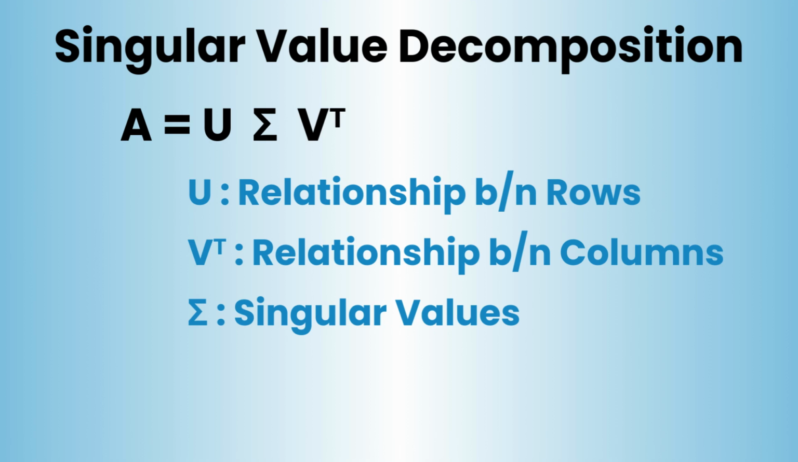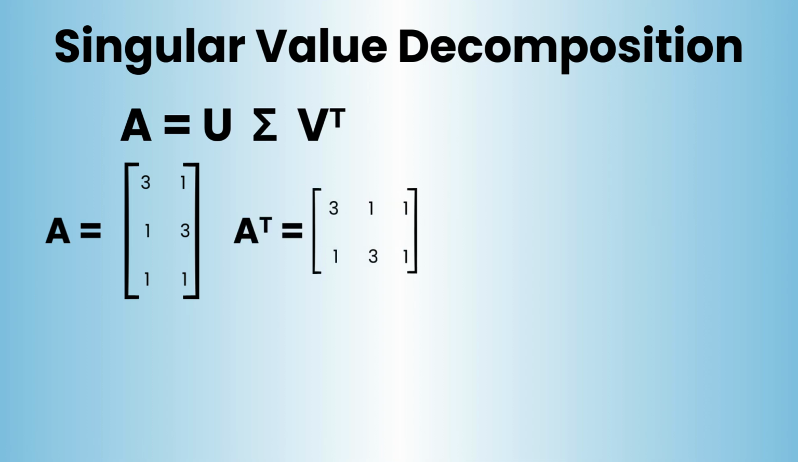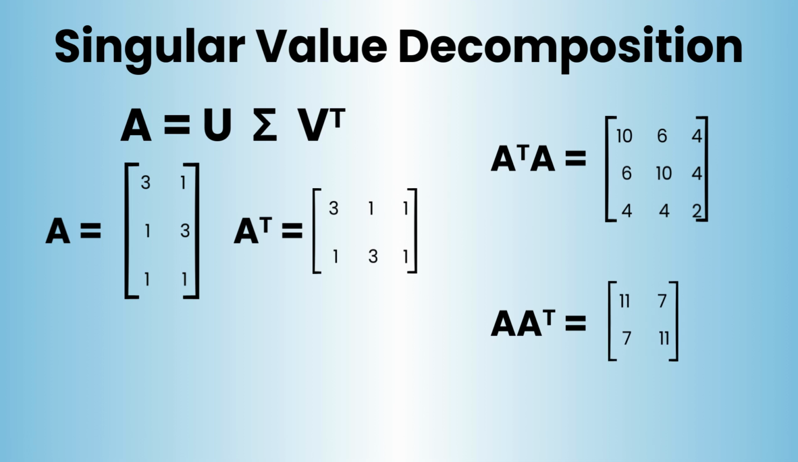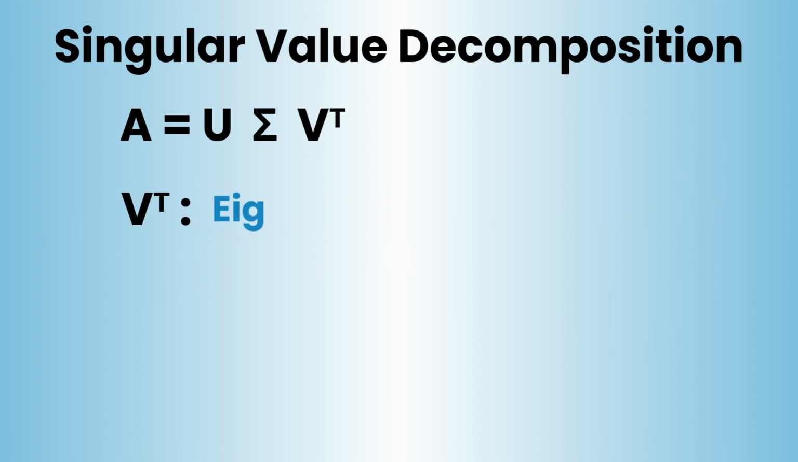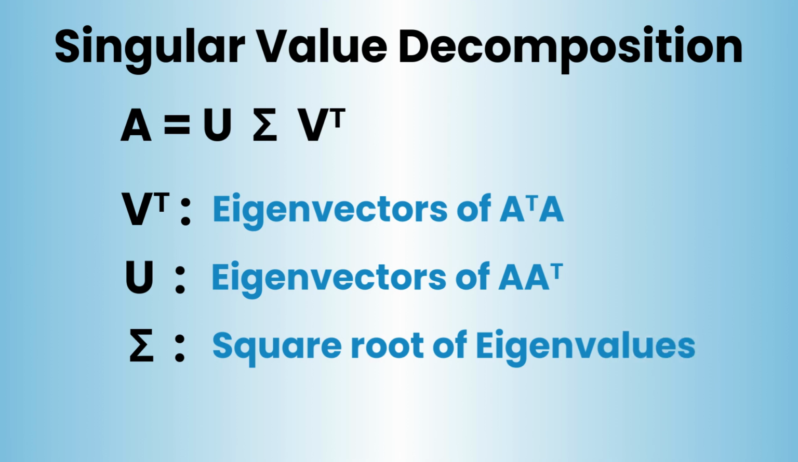This sounds great, but how do we actually calculate these three matrices if the original matrix isn't square? We use a clever mathematical trick. If matrix A is rectangular, we can't find its eigenvectors. But if we multiply A by its transpose, the result is always square and always symmetric. Here is the secret. To find V, we calculate the eigenvectors of A transpose A. To find U, we calculate the eigenvectors of A A transpose. To find sigma, we just take the square root of the eigenvalues.